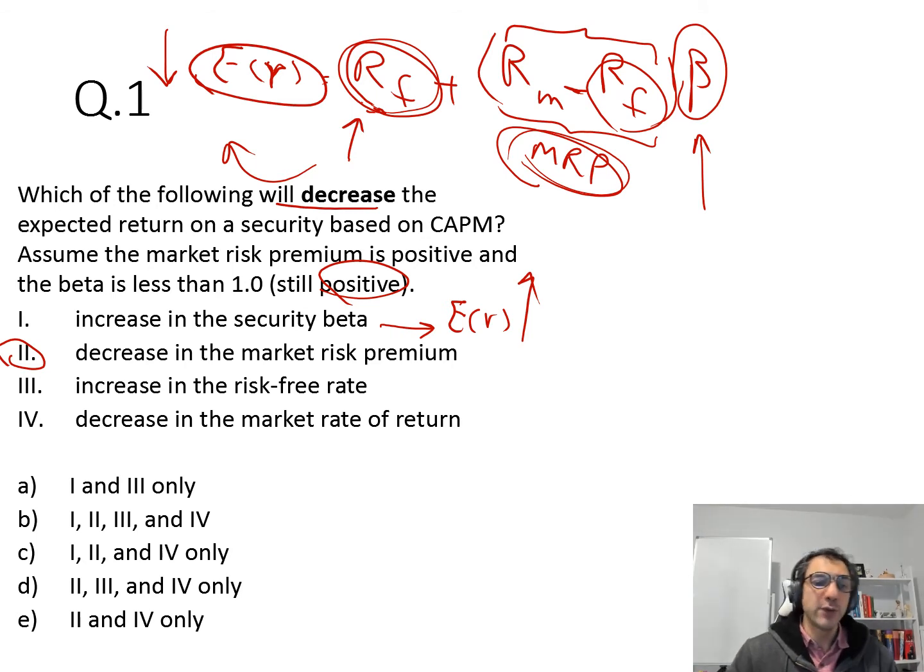What about the last one, statement number 4, decrease in the market rate of return? For sure, the market return and the expected return on the asset are moving in the same direction. As you see, this plus RM, which means that decreasing the market rate of return also will reduce the expected return. So statement 4 also should be correct. So if you look at the options, E should be the correct option here, because it talks about statements 2 and 4. Let's move to the next question.